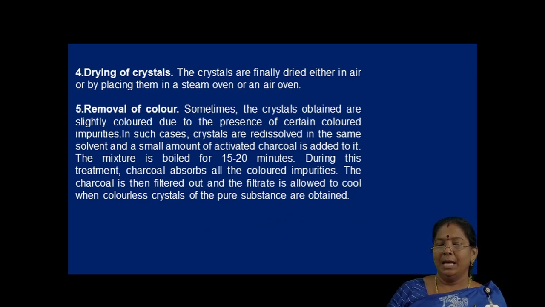After removing the crystals, we should take a large number of filter papers and slowly dry the crystals in between the filter paper. Then removal of color. Suppose the impurities are in different colors, that means pink, blue or yellow color, at that time we use some charcoal. A pinch of charcoal is poured into that solution and heated to boiling. At that time the charcoal absorbs the impurities. Then pure crystals are formed at the bottom of the beaker.